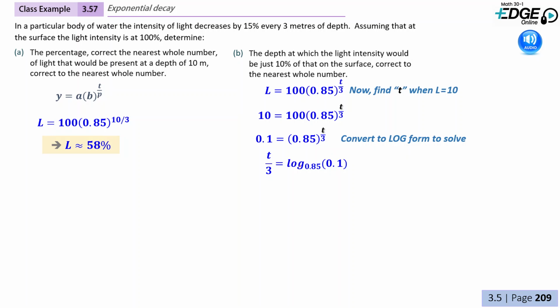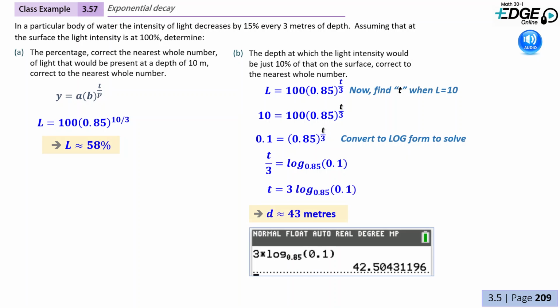So again, if you're having trouble with converting, that's our base in the exponential form. So that's going to be the base in the log form. And then it's of 0.1, and then solves for the exponent. So there's our exponent. So that's what the logarithm is solving for there. And then multiply both sides by 3. We get roughly 43 meters.